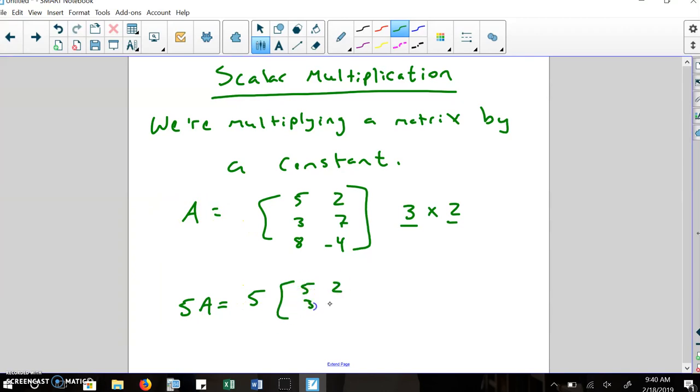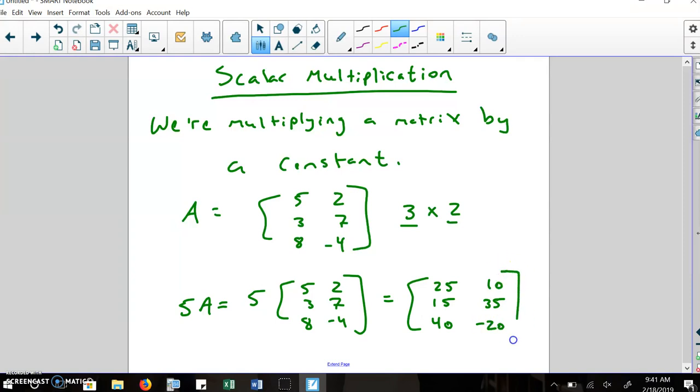So let me write this down one more time so you can see it. We're just going to take 5 and multiply each entry in the matrix by 5. So that will become 25, 10, 15, 35, 40, and -20. Okay. So anytime we're doing scalar multiplication, it means we can just multiply all of the entries in the matrix by that particular number. Okay. That gets some of the basics out of the way. We'll do multiplication in the next video.